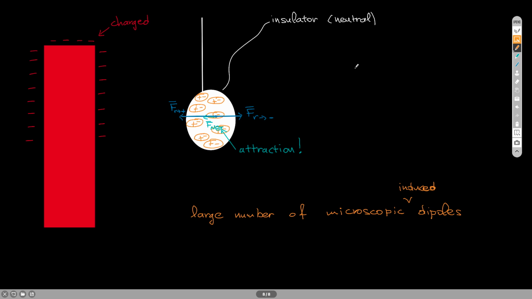And this phenomenon we call the polarization of insulators. The term we use is polarization. We polarize the insulator.